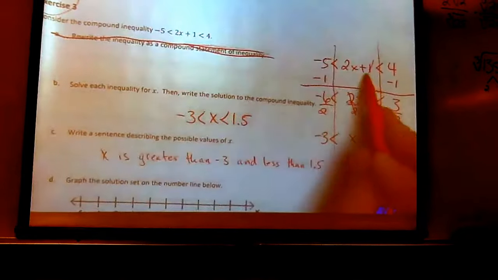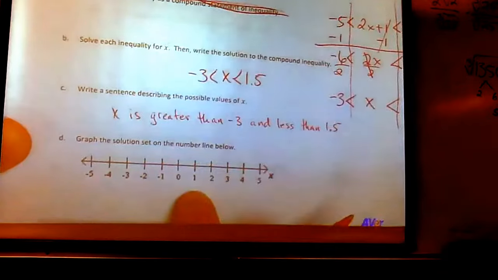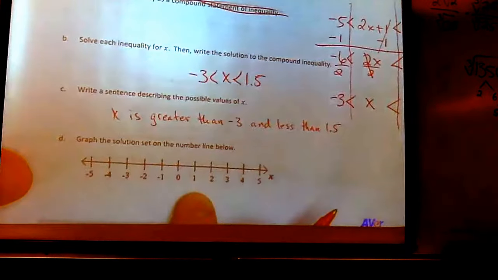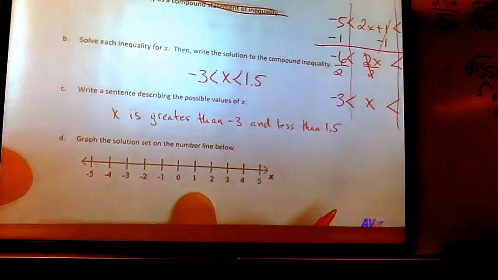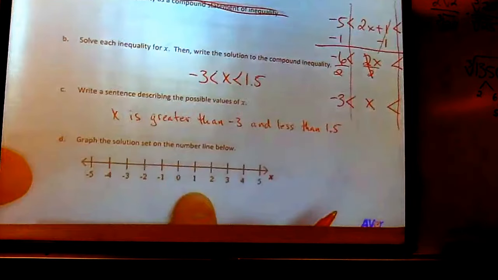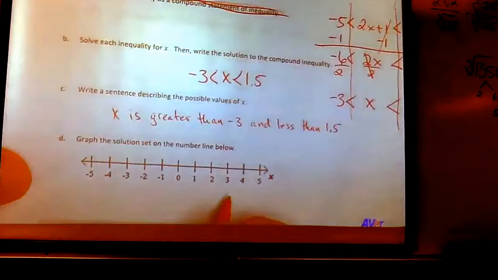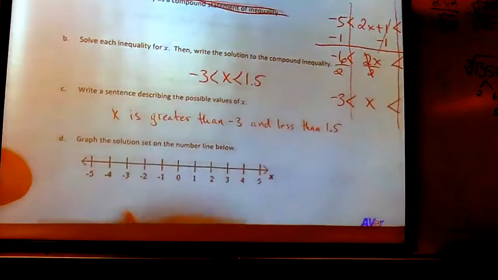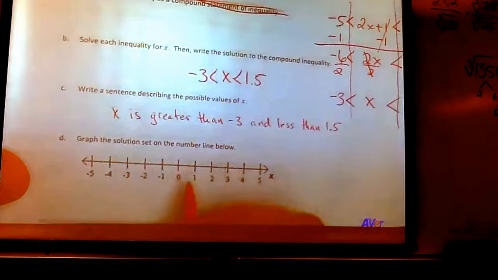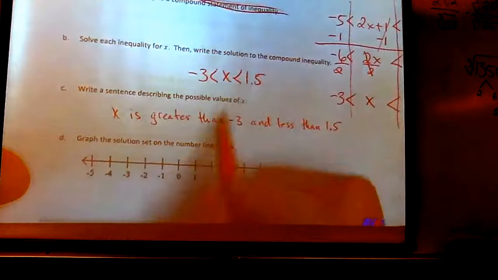So the only thing new with this one is this whole three-sided thing. So you still put your answers on the number line. Are they going to be open or closed circles? Open. Both or just one? Does it have an equal to underneath? No. So they're both open.